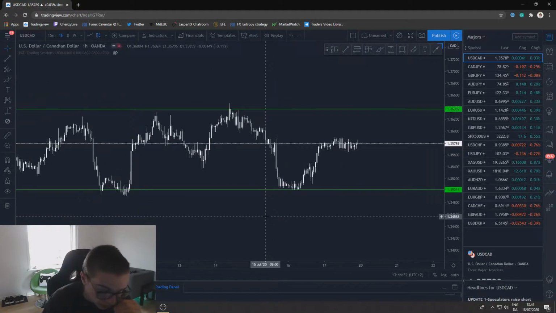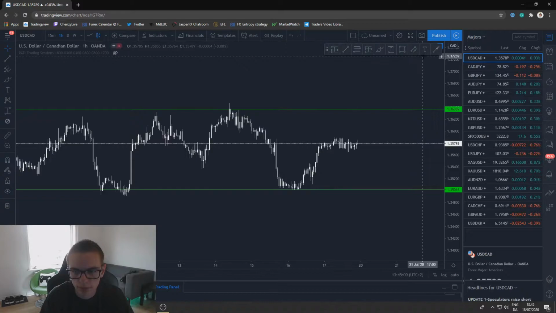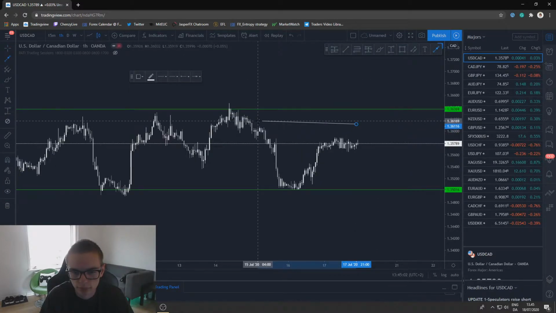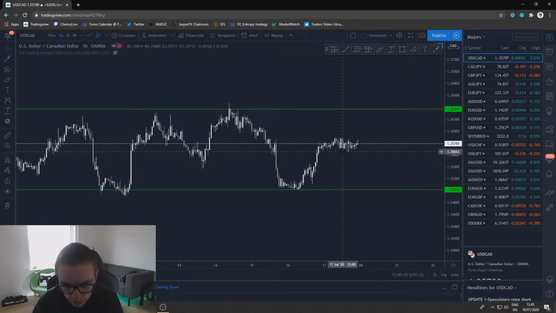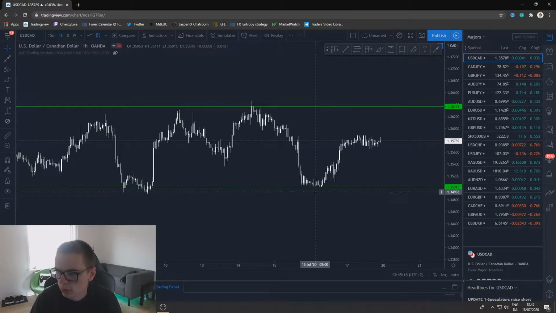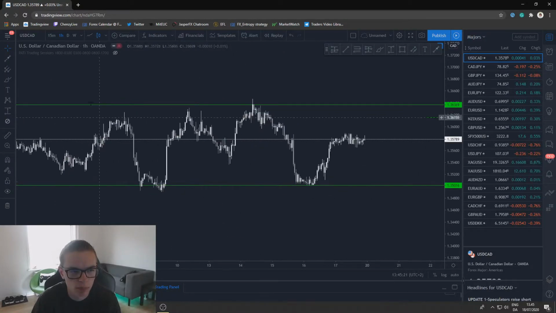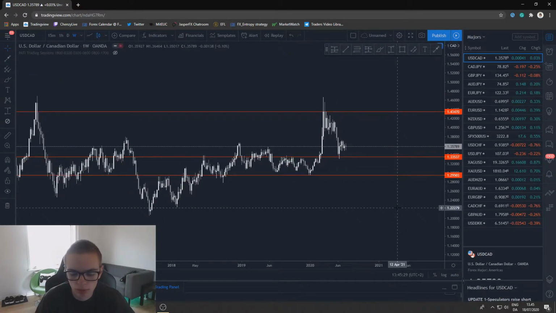And basically how I find these support and resistance levels is I look from the right to the left, okay? Like so. And I look at the recent data. And recently we couldn't break below here. So this is why I draw my support here.